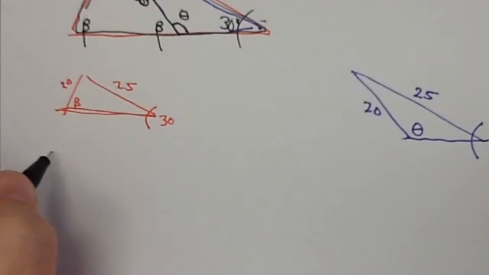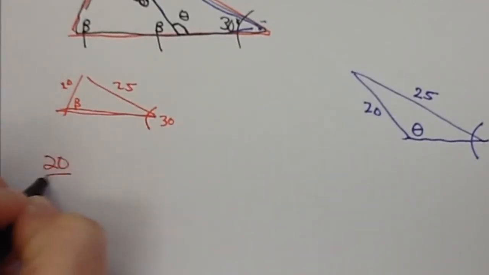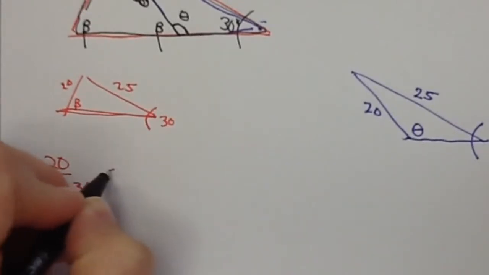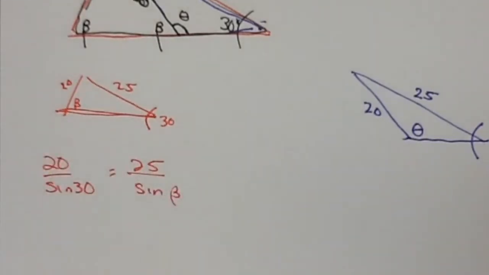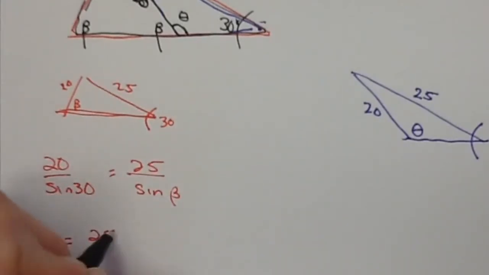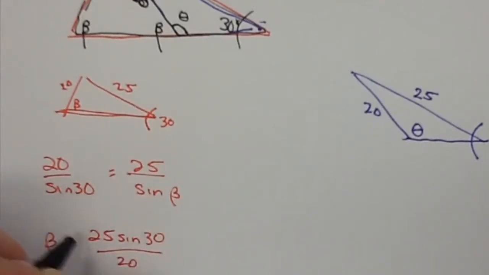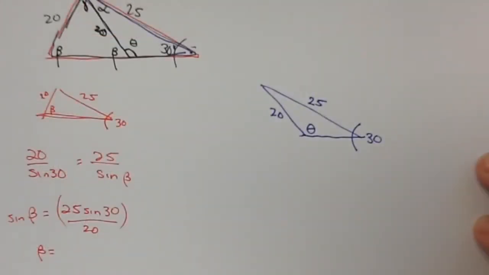We can use the law of sines and say 20 over the sine of 30 equals 25 over the sine of beta. So then beta will be 25 sine 30 over 20. And that's equal to the sine of beta. So then beta itself is 38.7 degrees.